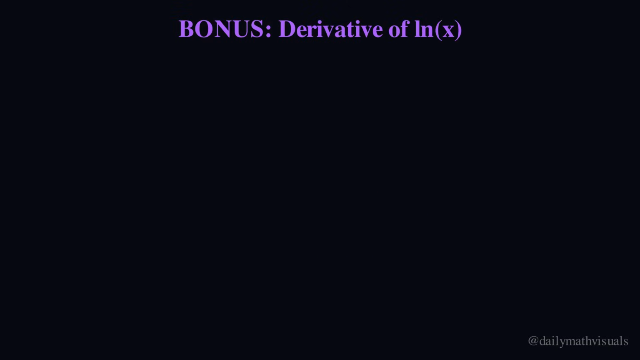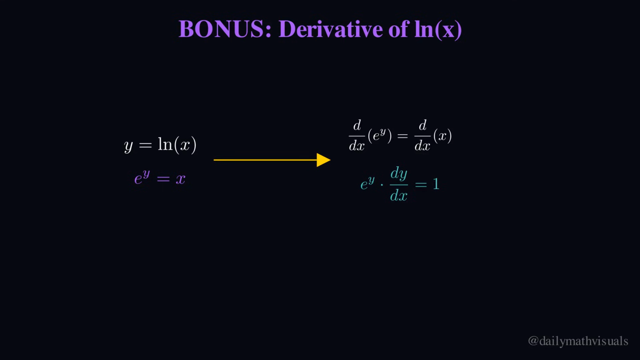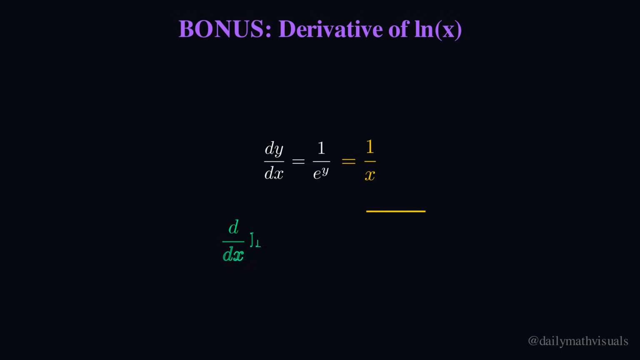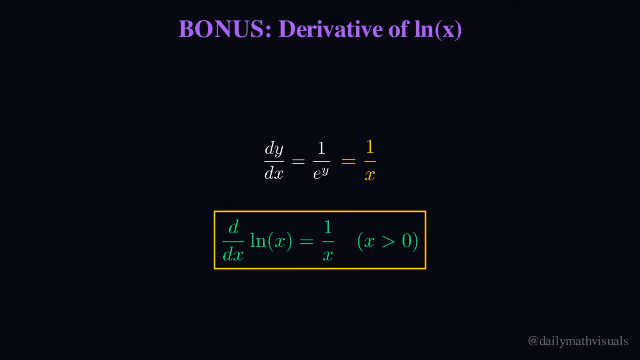Bonus. We can use our result to derive the derivative of the natural log. Let y equal natural log of x, then e^y equals x. Differentiate both sides with respect to x. Using the chain rule, we get e^y times dy/dx equals 1. Solve for dy/dx. Since e^y equals x, this becomes 1 over x for positive x.